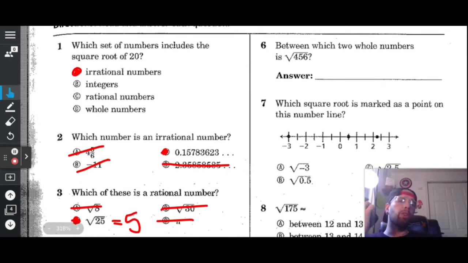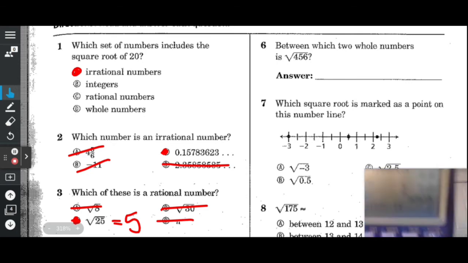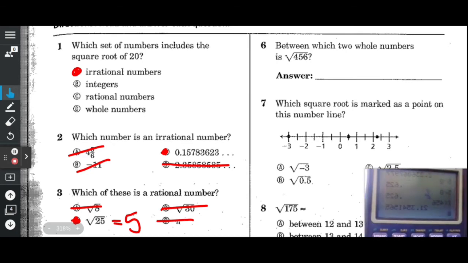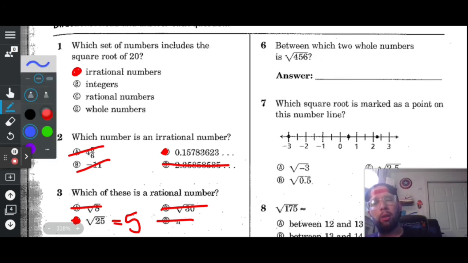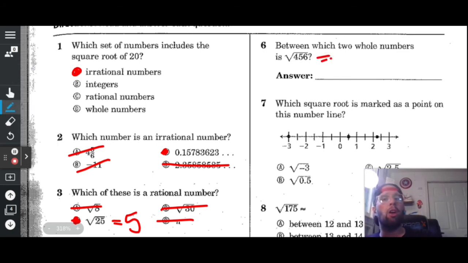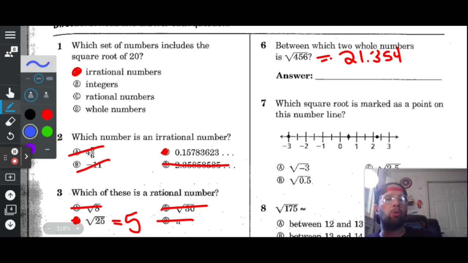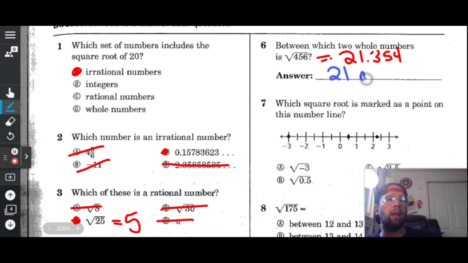Between which whole numbers is the square root of 456? Well, let's find out what the square root of 456 is. 21.3. So if you're thinking money, $21.35 is in between $21 and $22. So since that is 21.354, that's going to be in between 21 and the Taylor Swift special, 22.